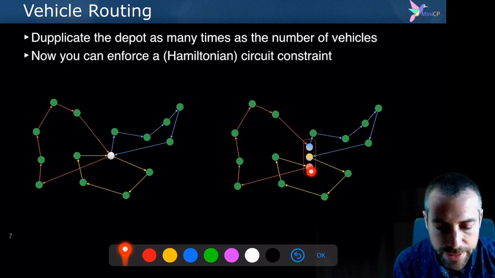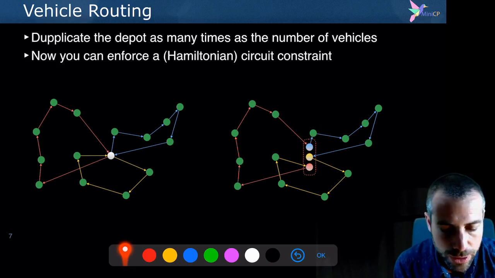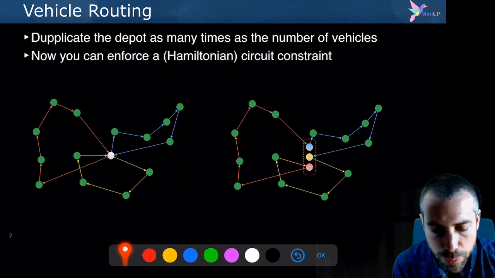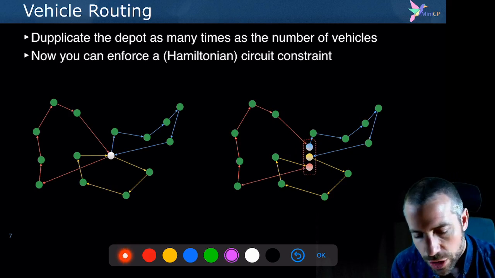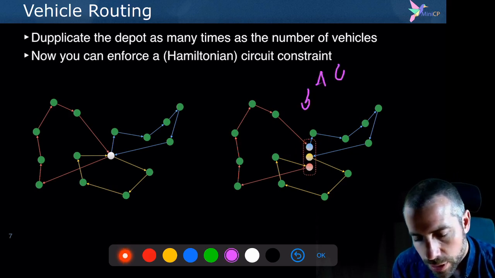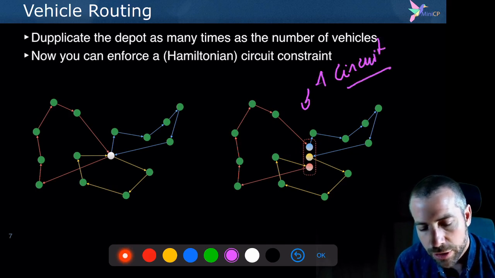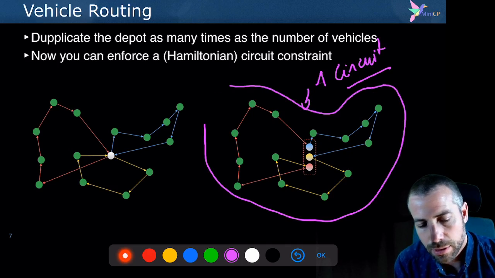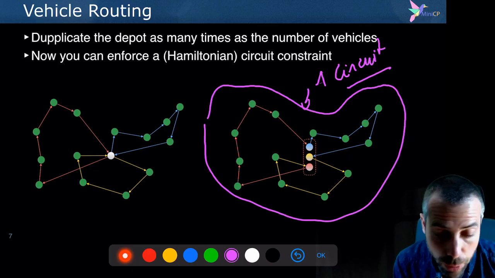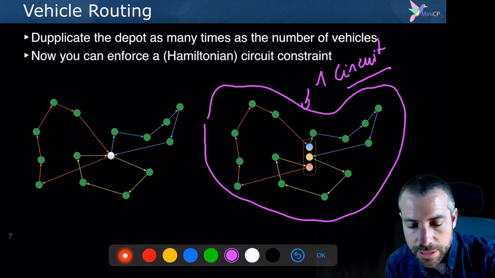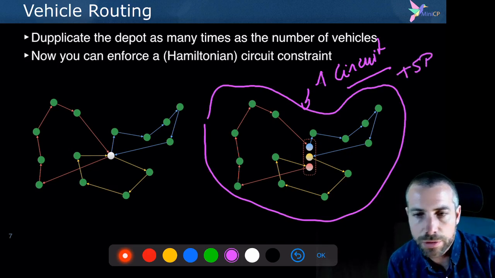And once you have that, you can post only one single circuit constraint because every artificial depot will now be visited exactly once. So here, just one circuit constraint. If you enforce a Hamiltonian circuit on this problem, you've got a solution for your initial problem. So you can solve a kind of TSP for this problem and you are done.